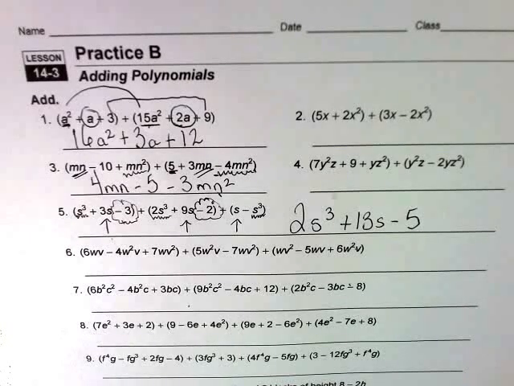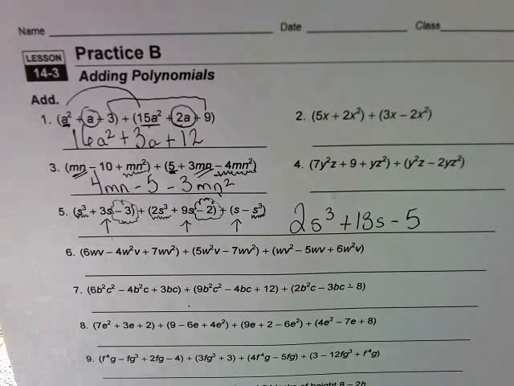All right, let's look at number 6, a long one. 6wv minus 4w squared v plus 7wv squared, plus 5w squared v minus 7wv squared in the second polynomial, plus wv squared minus 5wv plus 6w squared v in the third polynomial. So as you can see, we've got a lot of squares and single powers, but they're kind of flipping around here. So we want to make sure we still continue to gather the like terms here.